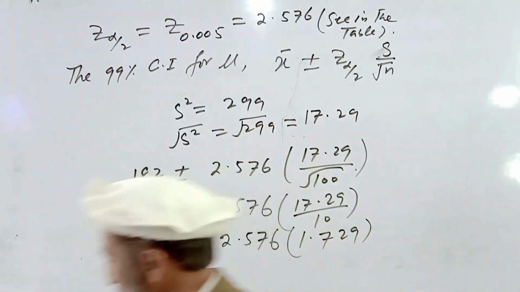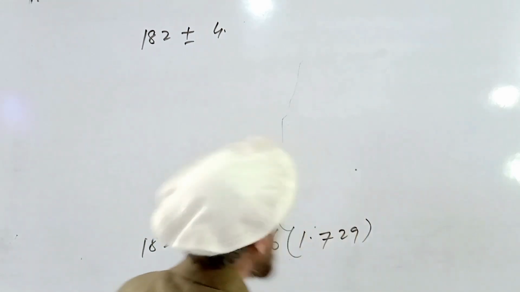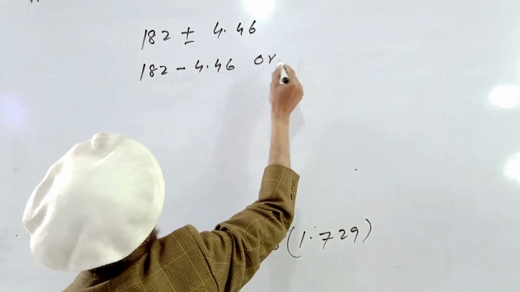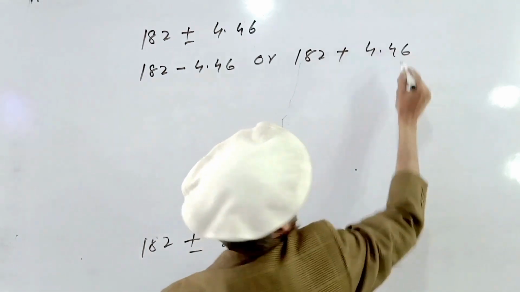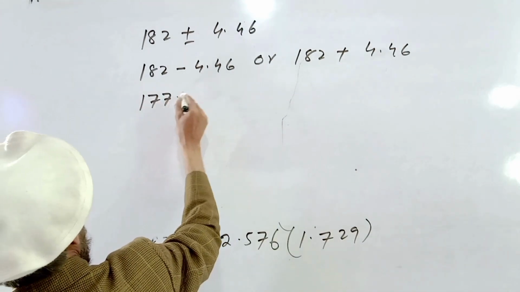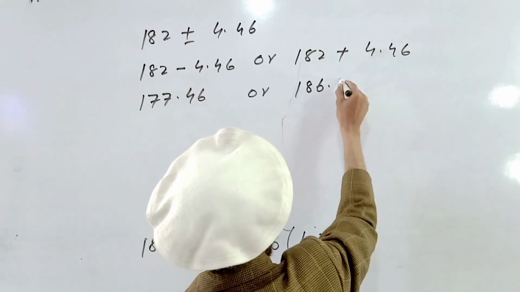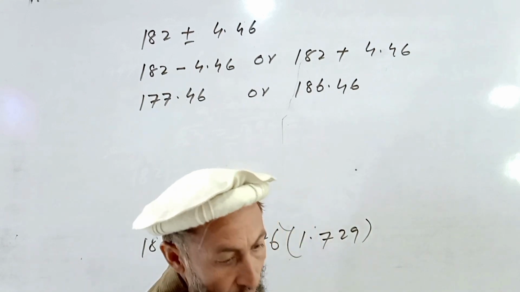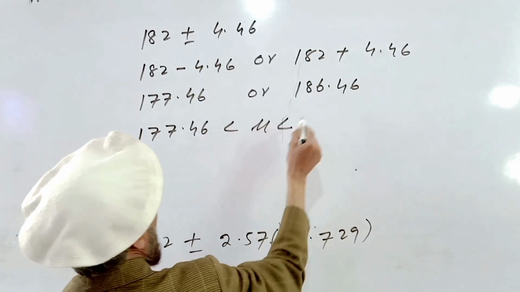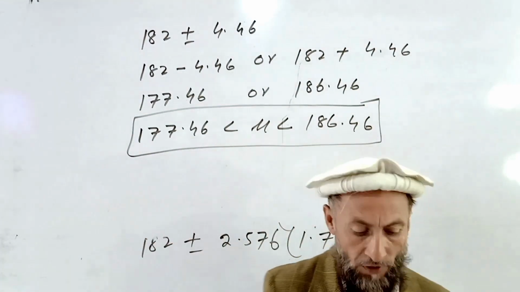Now, calculating, we get 182 plus minus 4.46. So it means 182 minus 4.46 and 182 plus 4.46. Subtracting first, we get 177.54, and adding we get 186.46. So that is the confidence interval. We can write it in interval form also: 177.54 less than mu less than 186.46. This is the 99% confidence interval for the population mean.